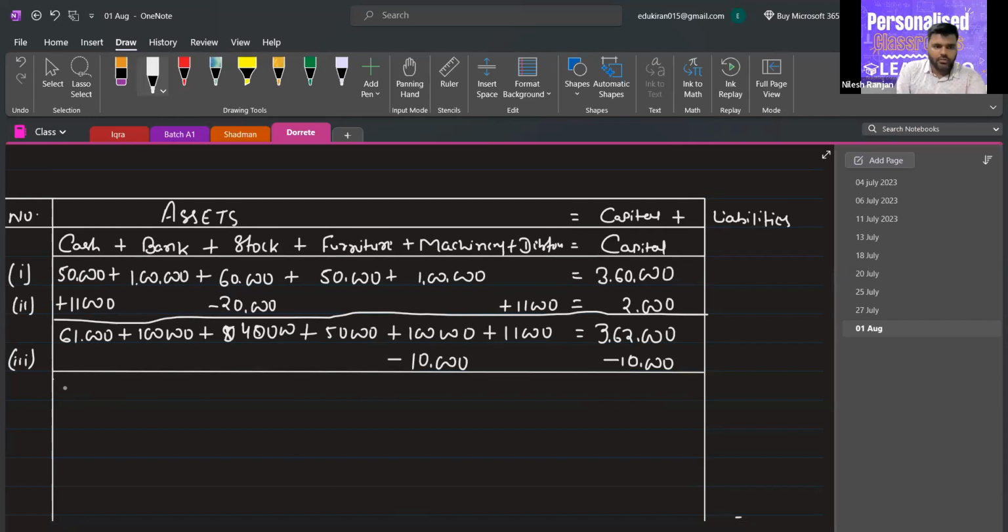Now 61,000 plus 1 lakh plus 40,000 plus 50,000 plus 90,000 and plus 11,000. Total is 3,52,000.